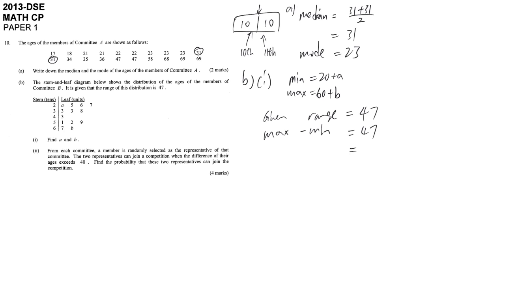So we just plug in the data, 60 plus B and then minus (20 plus A). Don't forget the bracket here because we are going to minus the whole thing. So it's 60 plus B minus 20 minus A. Tidy up, we find that B minus A is equal to 7, which means B is larger than A by 7. Then you may write down all the possibilities, and based on the limitation of B, you may cross out some of the possibilities.